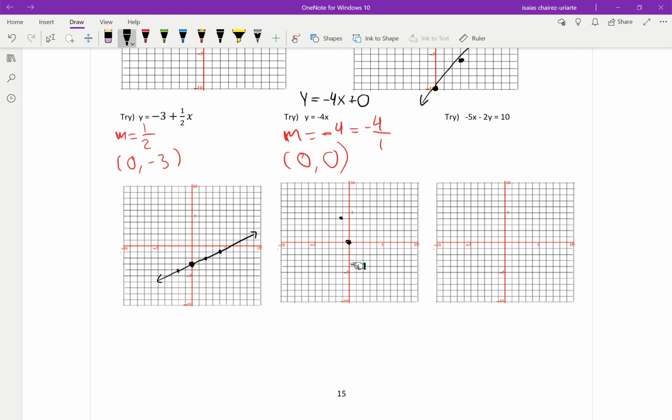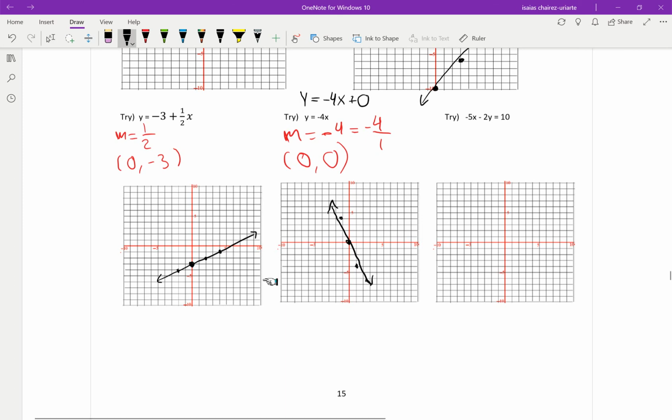Let me see if I can draw this. This one's kind of steep. That's horrible, but you get the idea. Yeah. I managed to not hit 2 of the points that I tried to hit. I should just use a ruler next time. That's okay.